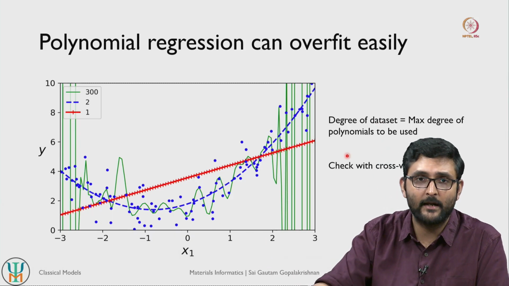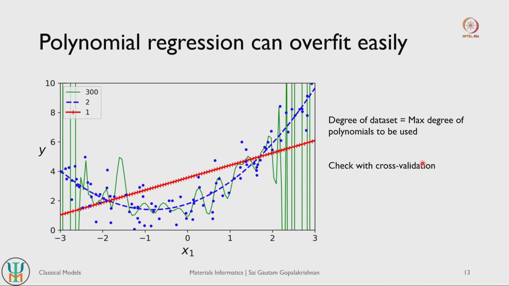Another important thing that we can do is ensuring that we do cross validation checks to ensure that polynomial regression models are not overfitting. So this is another important way to ensure that we are not overfitting our models.